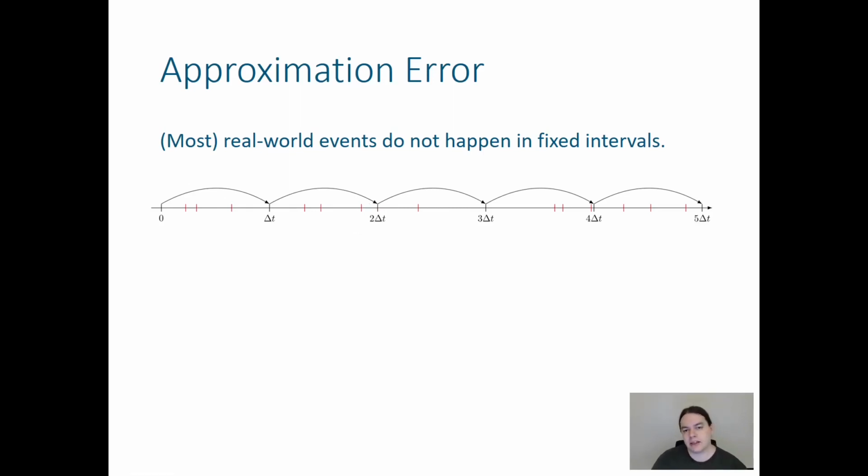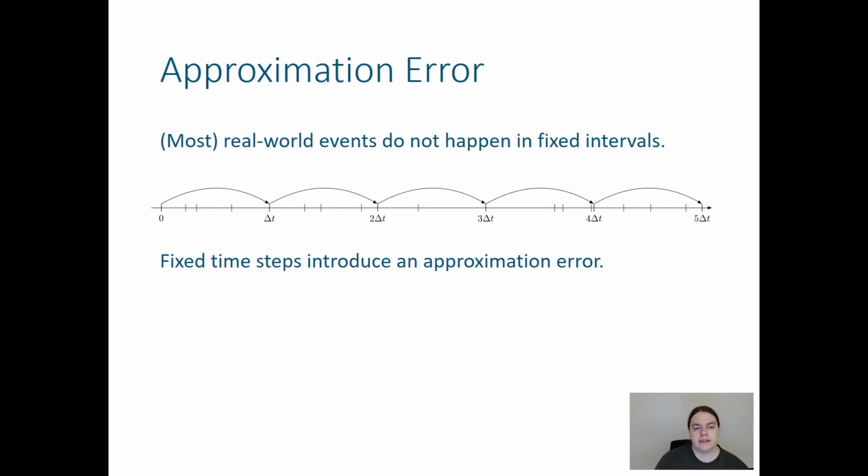This highlights another potential problem with this kind of implementation, and that is that you introduce an approximation error in your event timing. That's especially important if you then want to analyze the time between events.